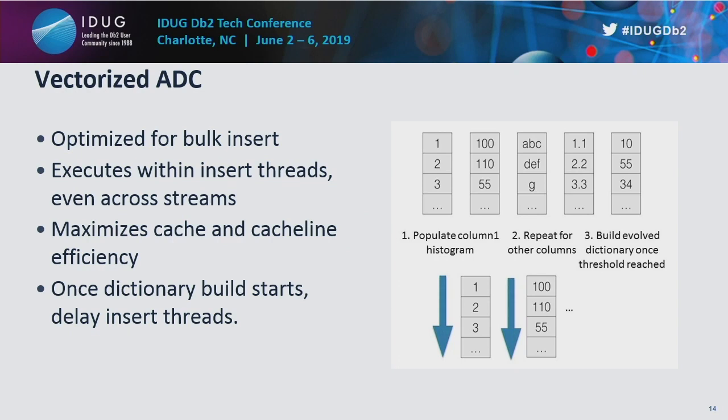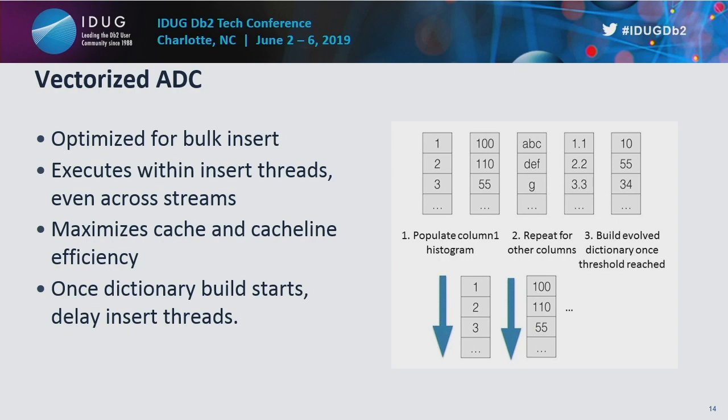All right, so let's talk about vectorized ADC. We want to focus here on bulk inserts, and this is really optimized for bulk insert. So this is our new gold standard for ADC. It actually executes within the insert threads themselves, and even across streams. So what does that mean? That means that if you're inserting into an empty table and you're doing bulk inserts, if you have 8 streams running, that could mean many insert threads because they're all parallelized with parallel insert we talked about earlier. But all of these threads across all of these streams work together and they contribute their vectors and they're able to work together to build that dictionary.